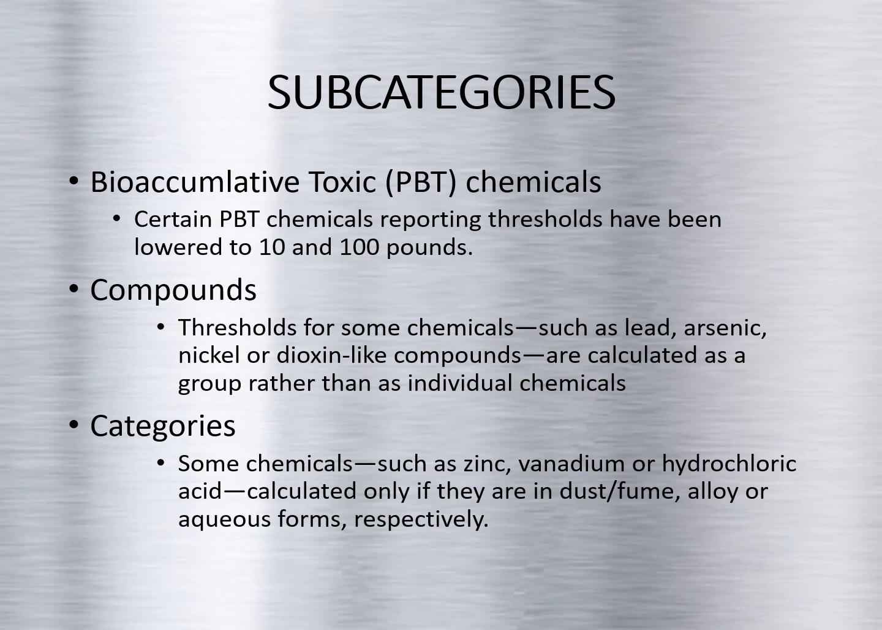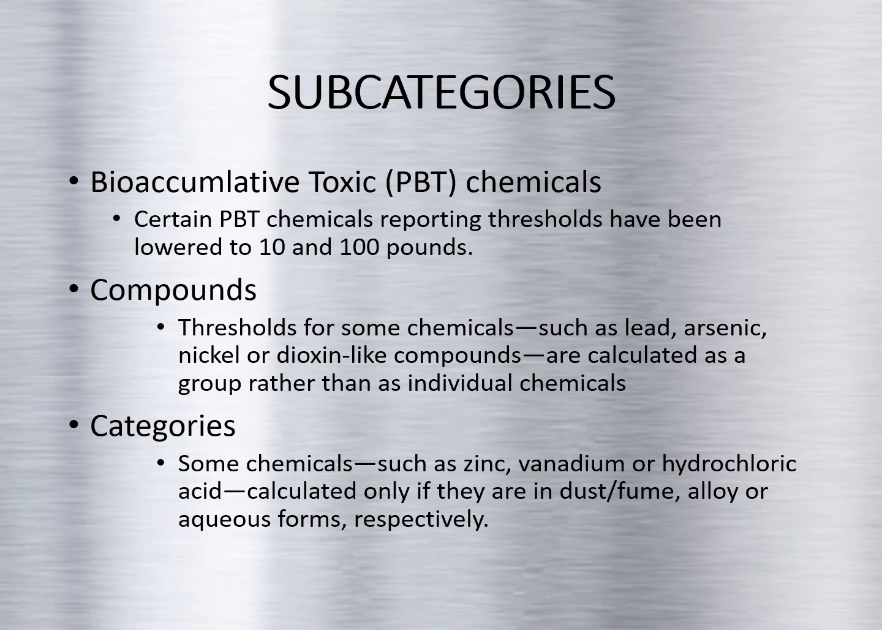If you are subject to the Form R reporting requirements, you may need to know there are some specific things that need to be looked at. Thresholds for some chemicals are calculated differently. PBTs, or persistent bioaccumulative toxins, may have much lower thresholds, 100 pounds or even 10 pounds. Some materials are calculated as groups of chemicals. For example, some metals like lead, arsenic, nickel, or zinc are considered parts of compounds, not as individual chemicals.